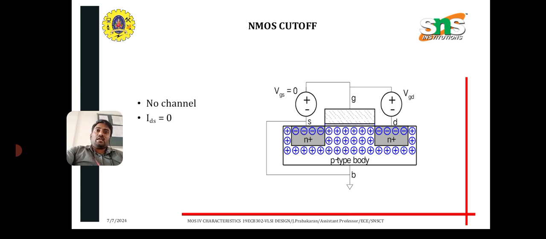NMOS cutoff: no channel, IDS, which means drain source current, equals 0. Condition is gate source voltage less than threshold voltage, that is VGS less than VT. No current flows from drain to source.